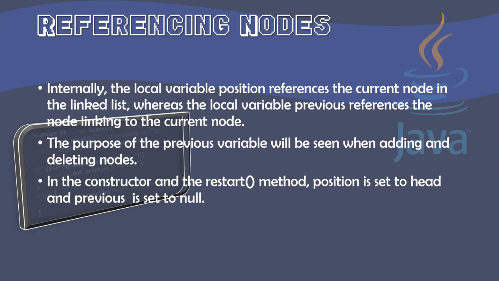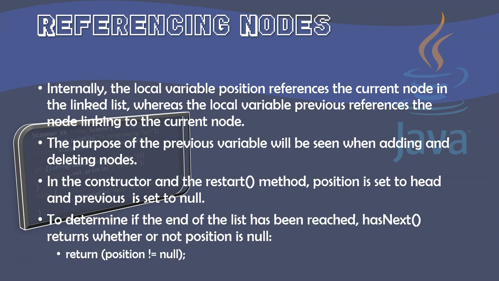In the restart method, position is set to head and previous is set to null. To determine if the end of the list has been reached, hasNext returns whether or not the position is null. For example, return position != null.